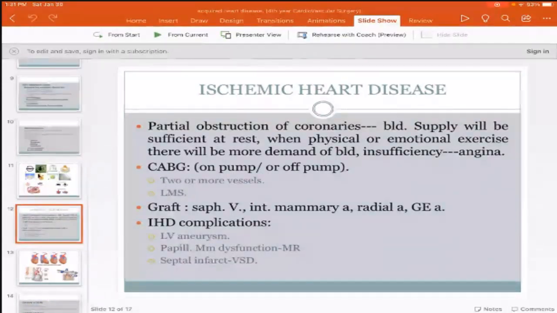Now there is a conflict between a surgeon and cardiologist. They want to do a PCI stent, but I always prefer to do a CABG for them. Third one, when you have triple vessels affected, we need to do a CABG for them.